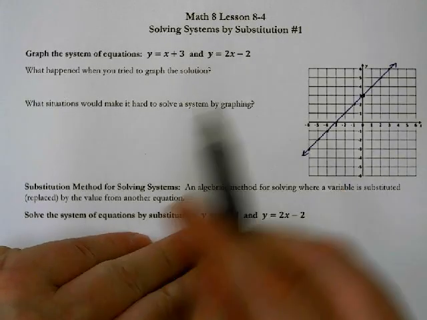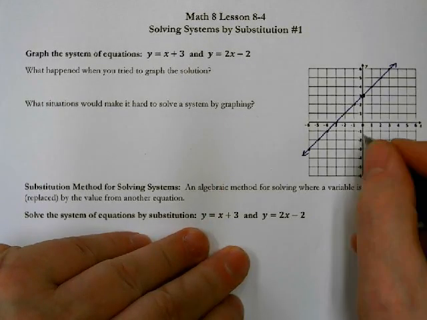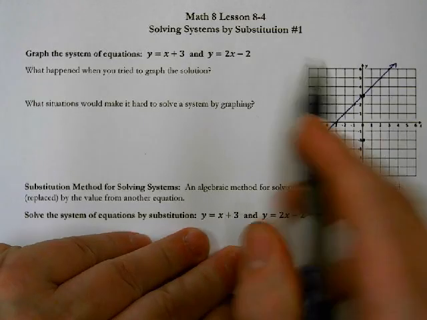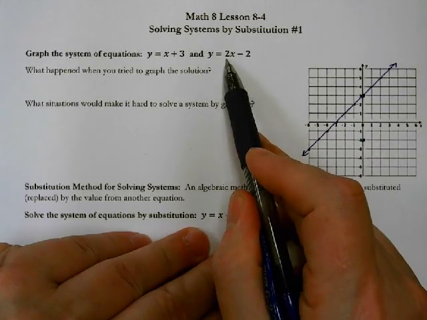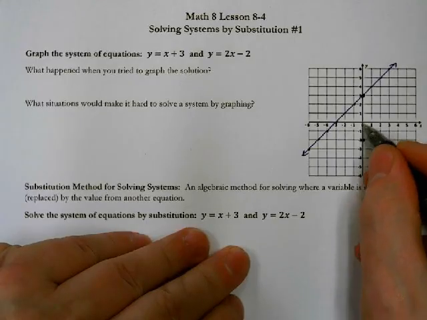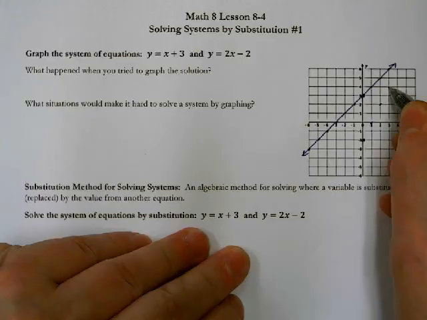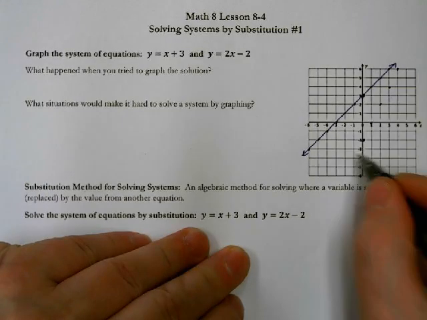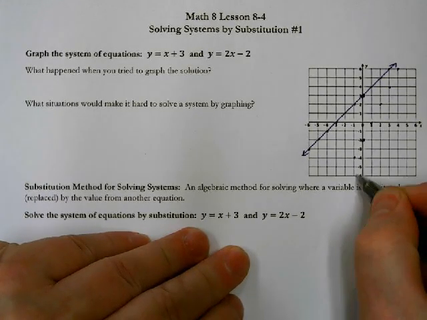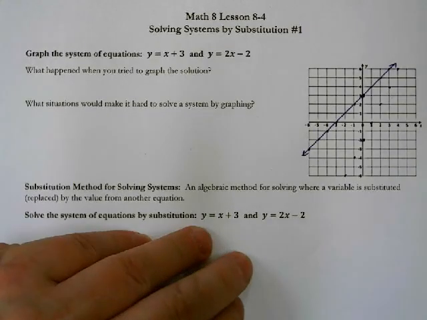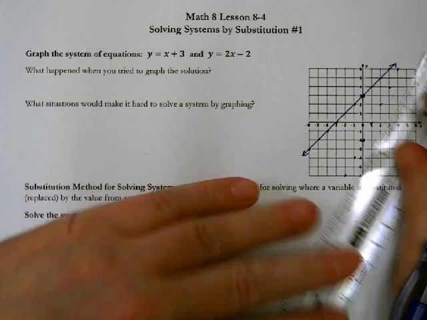The second equation has a y-intercept of -2, so I'm going to go down 2. Then it has a slope of 2, that's 2 over 1. That means I'm going to go up 2 over 1, up 2 over 1, up 2 over 1, or down 2 backwards 1, down 2 backwards 1. All right, so here's my second line.